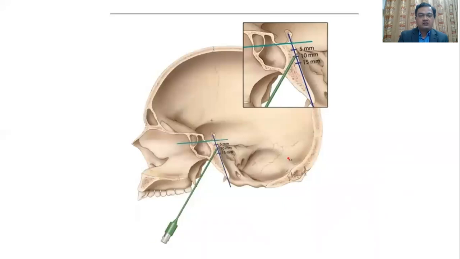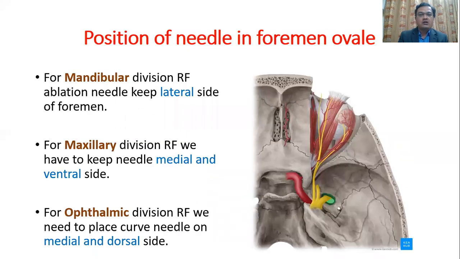This is the skull image in which you can see that the needle is passing through the foramen ovale, and we have to keep our needle inside the foramen ovale. The position of the needle inside the foramen is most important. For different divisions, we have to keep the needle on either the lateral or medial side.